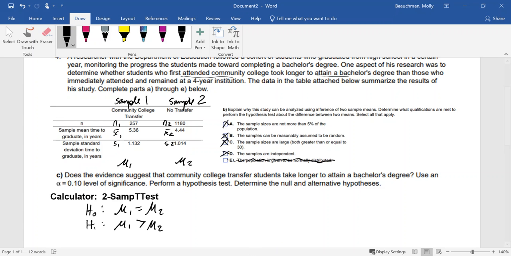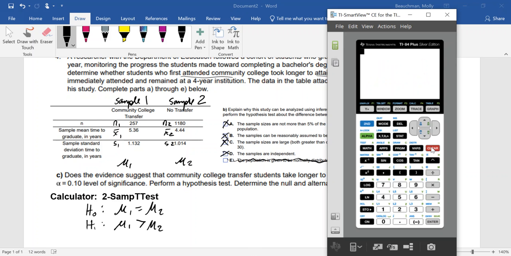So on the calculator, stat over to tests, find the two-sample t-test. We don't have data, we have statistics. So the statistics are the means and the standard deviations. So we need to type in for the first sample, the sample mean, which was 5.36. Sample 1 standard deviation, which is 1.132.